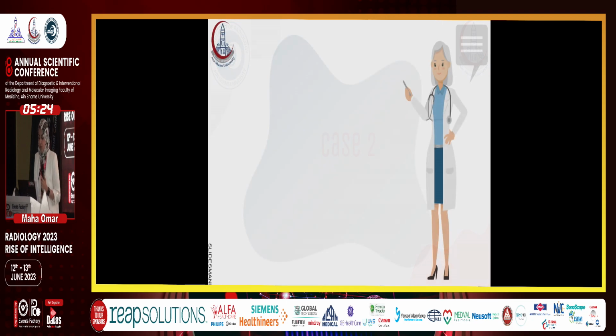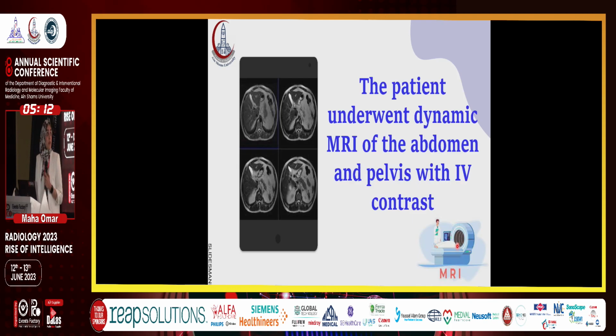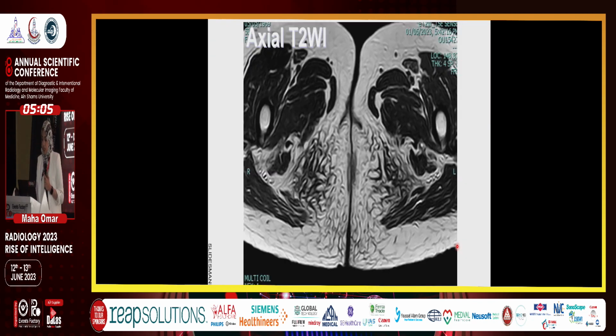Okay, case number 2, the clinical data. We have a 55-year-old female patient presented with epigastric pain, vomiting, and jaundice. Her ultrasound showed bilateral adnexal masses. The patient underwent dynamic MRI of the abdomen and pelvis with IV contrast. These are the axial T2 images of the pelvis.